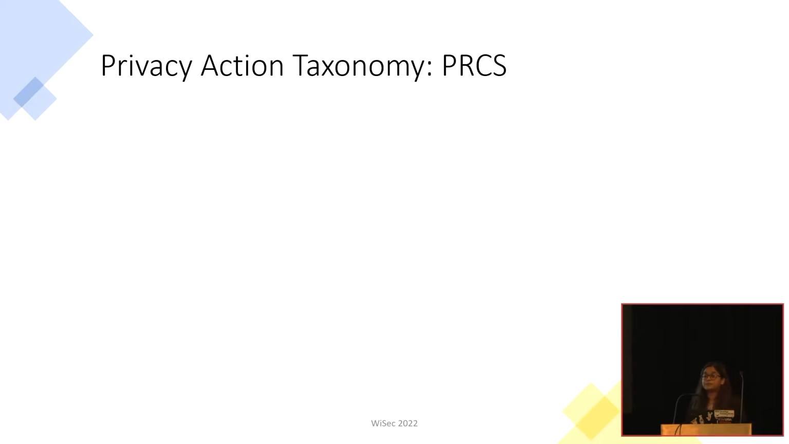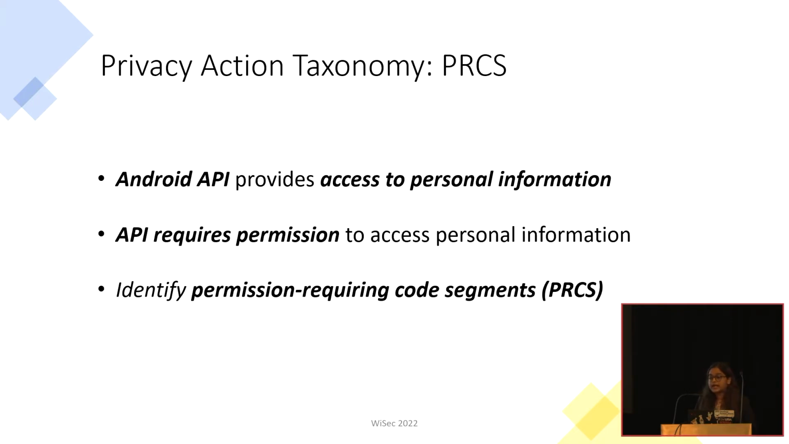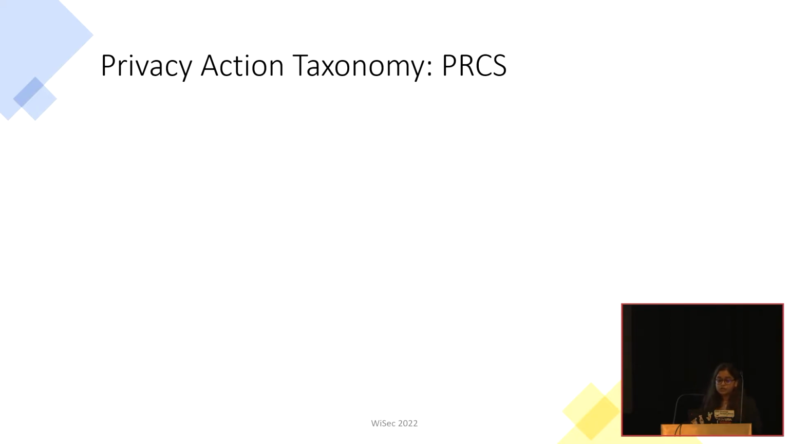In order to identify the labels, we focus on PRCS, or permission requiring code segment. Let me discuss a little bit about what PRCS is. In an Android application, if we want to access certain information, we basically need to use an Android API. In order to preserve and protect the privacy of an individual, this API requires permission to be mentioned in manifest.xml. So what we do is identify code segments that call such permission requiring APIs, and we call such code segments in general permission requiring code segments, or PRCS.